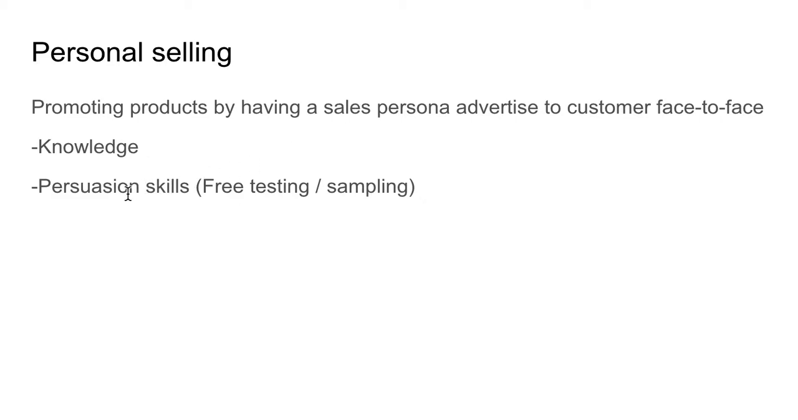Hence why the persuasion skill has to be at the top tier, the highest level, in which sometimes they might have to go a step further. For example, offering free testing and free sampling before the customer decides whether or not to purchase the product.